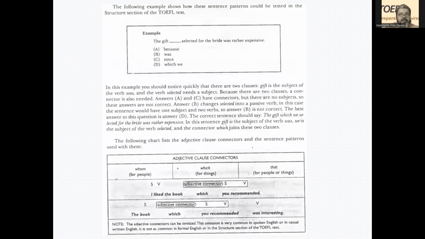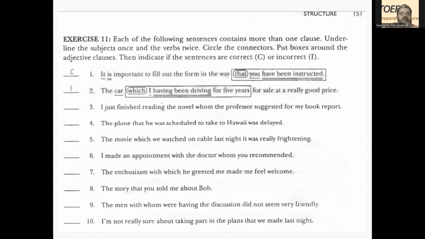Okay, so now that we have this, let's move on to the exercise. Exercise 11: each of the following sentences contains more than one clause. Underline the subjects once and the verbs twice. You know, this is very basic. Circle the connectors and put boxes around the adjective clauses. Then indicate whether the sentences are correct or incorrect. Here we have subject, verb. It's important to fill out the form in the way that is a connector, subject. So this is correct. No problem.